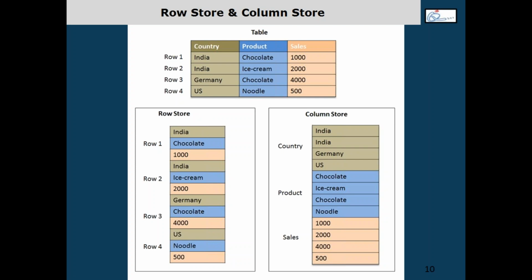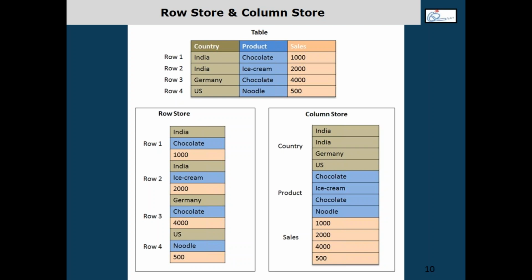Now when I want to insert data into a table, I would like to analyze whether row store is better or column store is better. I would like to insert a new record, saying insert data into this table, values Nepal, ice cream, and then sales 1,000. Now which one is better?